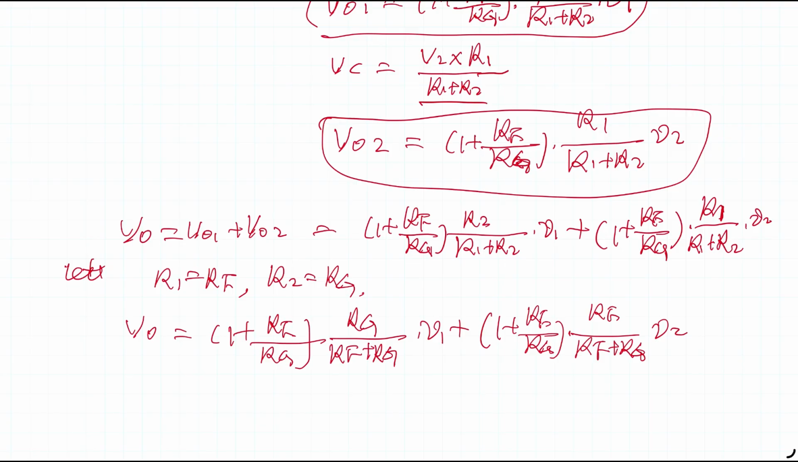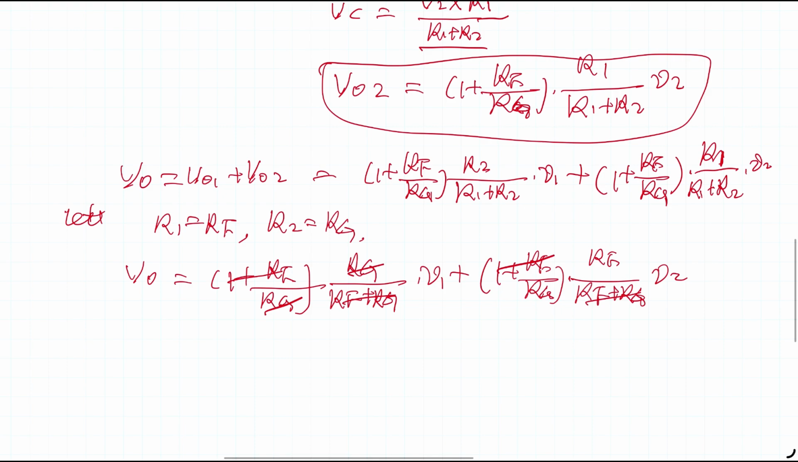In this case, we know RF plus RG in the denominator is the same as the RF plus RG in the numerator, so this can cancel that. RG cancels, and RF over RG will cancel the bottom side, and then what is left over is RF over RG. So now this equation is very simple. V out equals V1 plus RF over RG and V2.